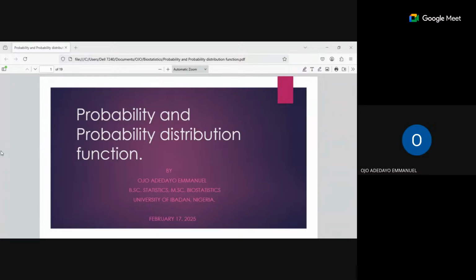So today we are going to be looking at the probability and probability distribution function. I will start now. After 1 hour, I'm going to give room for 2, 3 questions. So if you have any question before that time, you can keep it till about 1 hour. So let's start.